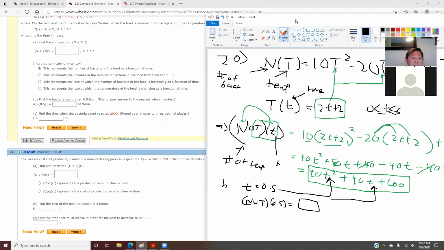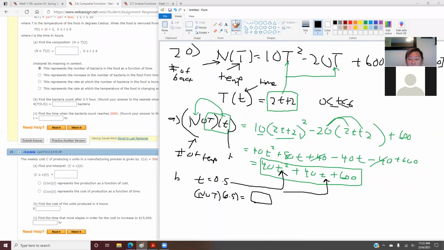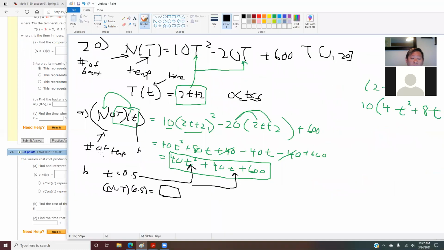Sinu, is it for mine? It said that my answer was off. Do you know what your N of T of t is? Because it's not the same as this one. Mine is 160t squared plus 80t plus 500, and then I had 0.5. You also got 0.5. Okay, put 0.5 in there, and what do you get? I got 3,740. Let me check.